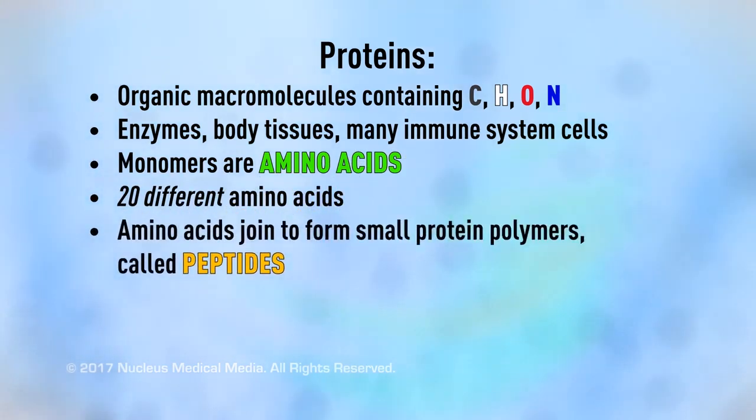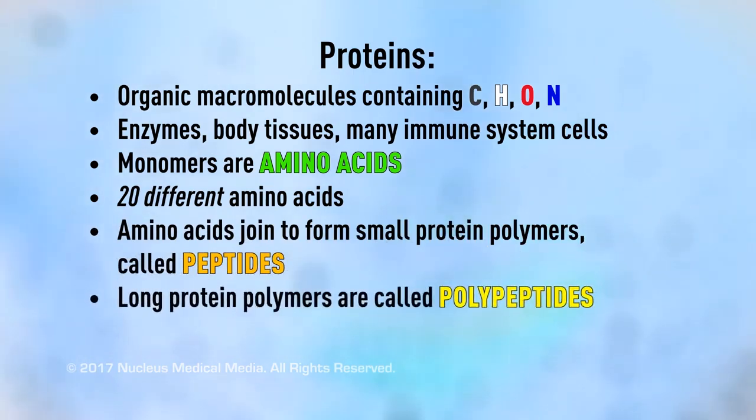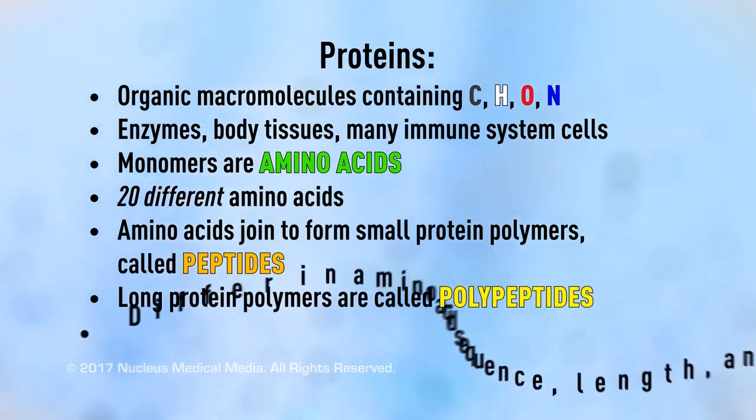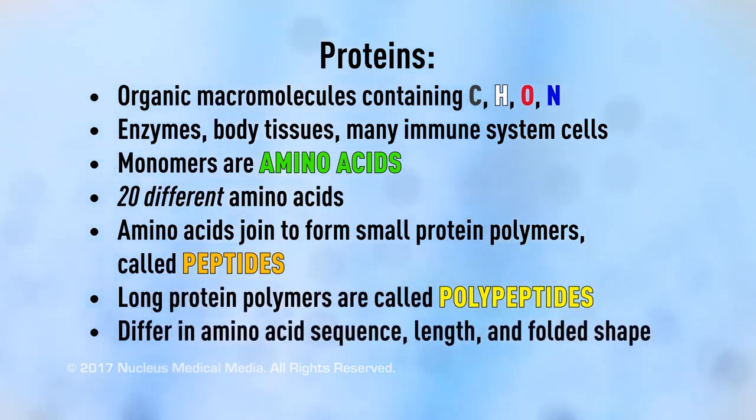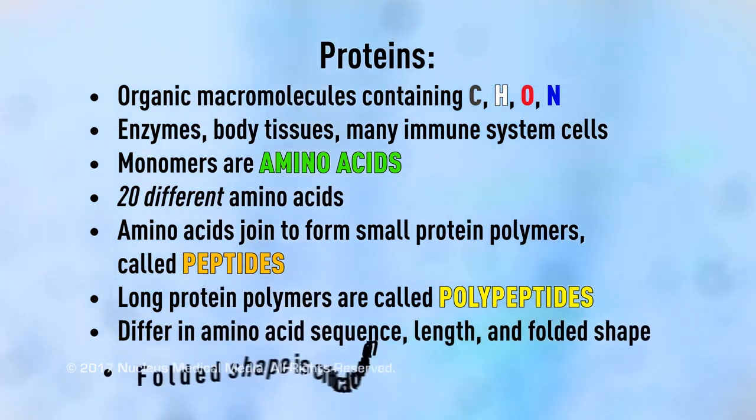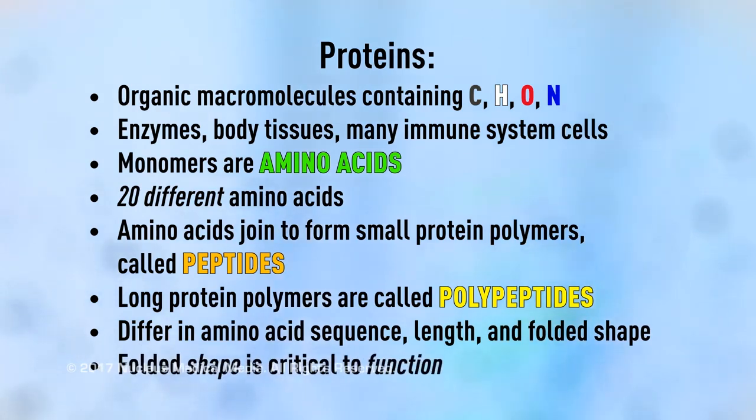Small protein polymer molecules are often called peptides. Long chains of amino acids are also a type of protein polymer called polypeptides. Proteins differ in amino acid sequence, polypeptide length, and folded shape. A protein's folded shape is critical to its function.